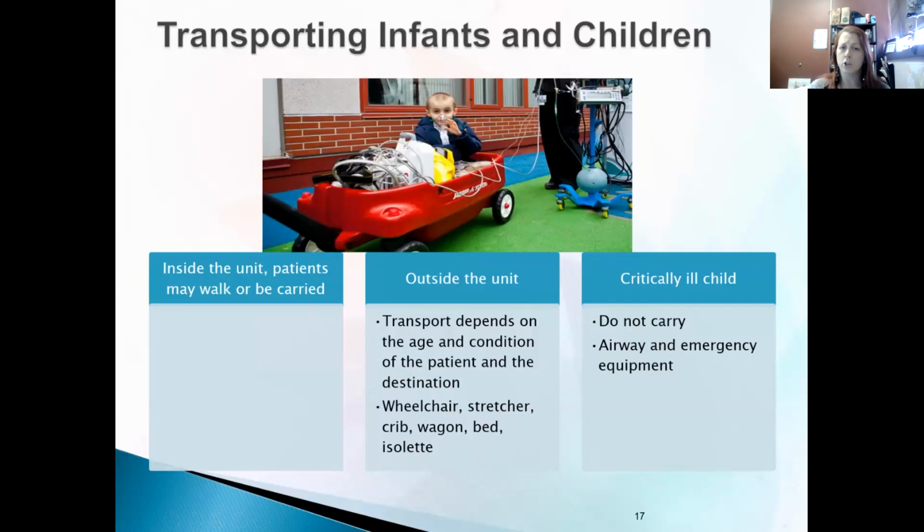For the critically ill child, you do not want to carry them at all. Make sure that they are in their age appropriate bed, so either a crib, an isolate, or a bed, and that you have your safety equipment. That monitor and your oxygen, your safety equipment is transported with you. Even if you think your patient's fairly stable and you're going to x-ray, have your safety equipment with you just in case something happened. You have to have that safety equipment with you for critically ill kiddos.